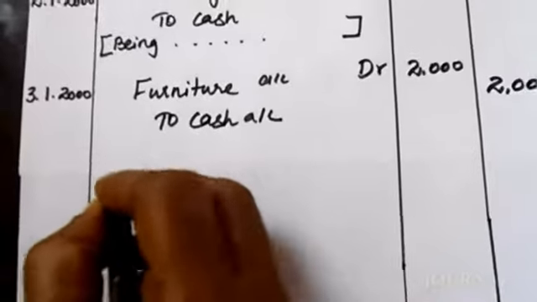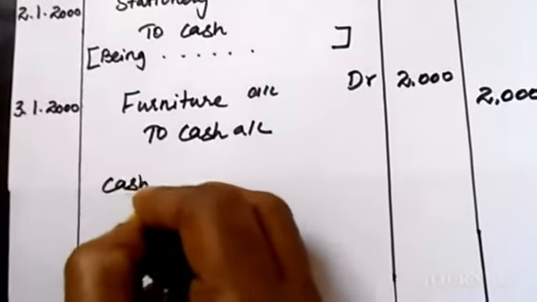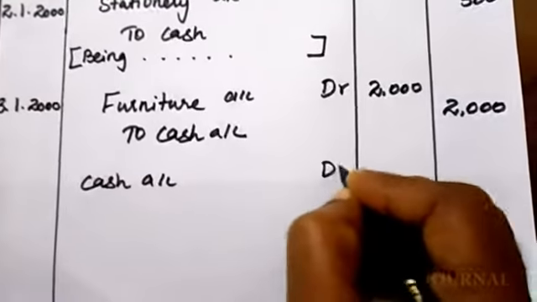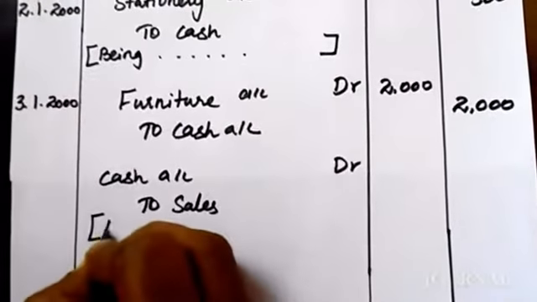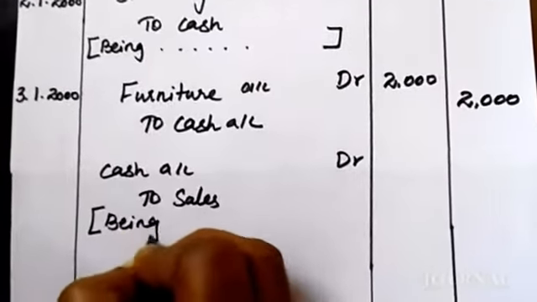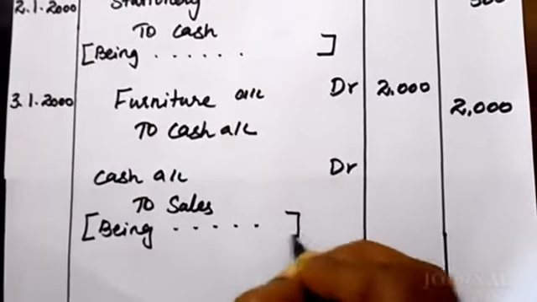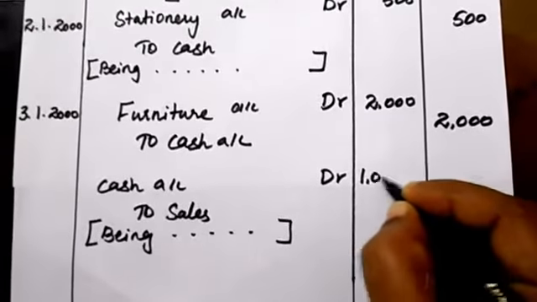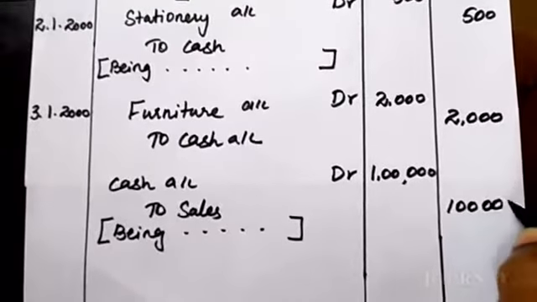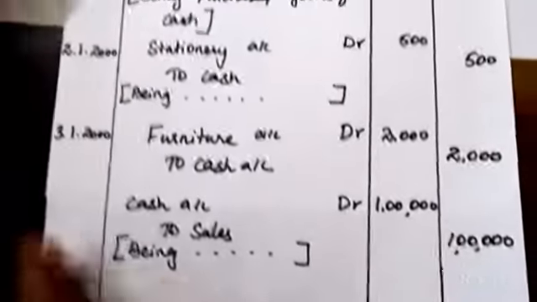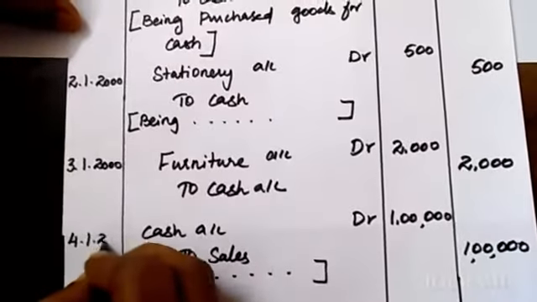Cash account debit to sales. Again you have to write narration. Being sold goods for cash. How much? 1 lakh rupees. On 4th January 2000. Next entry.